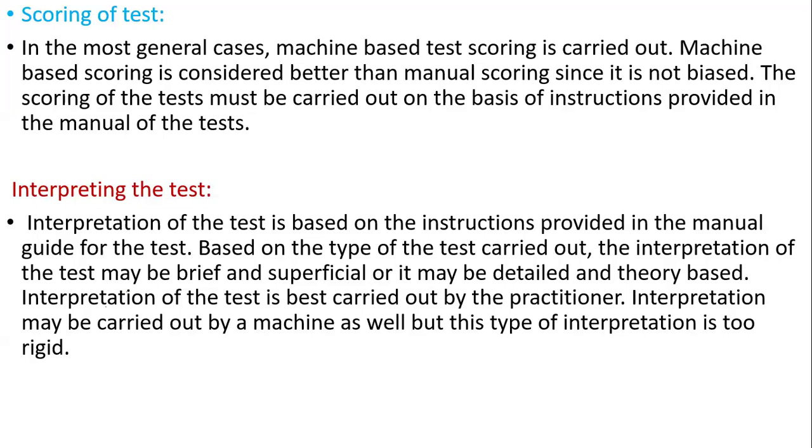Machine-based scoring is considered better than manual scoring, because with manual scoring we may miss certain things. We may be biased, or sometimes put marks without knowing. That does not happen when we use machines. We can also go through some manuals and follow the instructions when we are giving scores to tests.